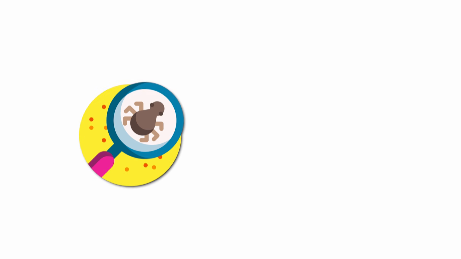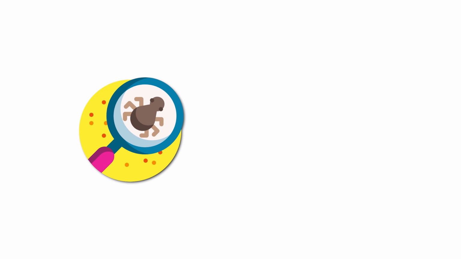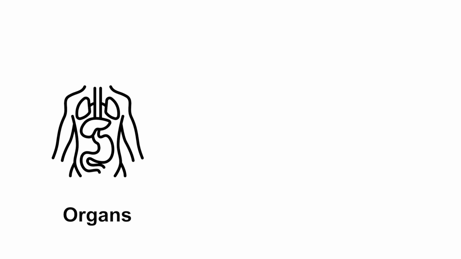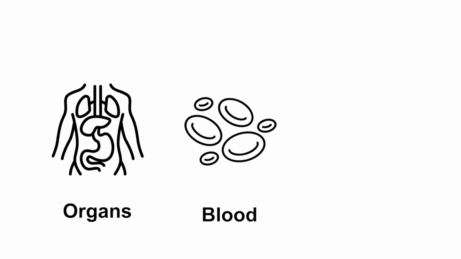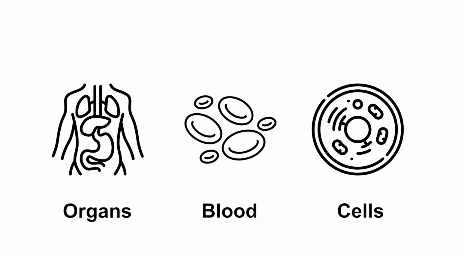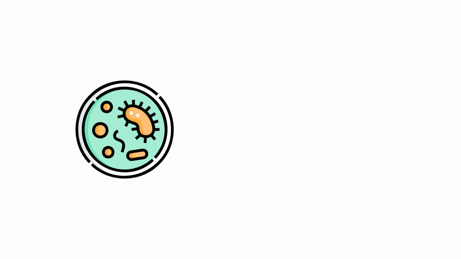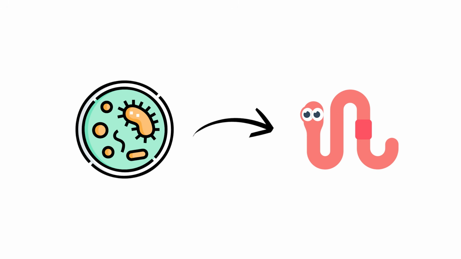Conclusion: parasites are incredibly diverse and exist in nearly every environment on Earth. Some live on the outside of their host's body, while others invade organs, blood, or even individual cells. Some parasites steal nutrients directly, while others manipulate behavior or exploit social systems to survive. From microscopic protozoa to large parasitic worms and complex behavioral parasites like brood parasites, each type represents a different strategy for survival.